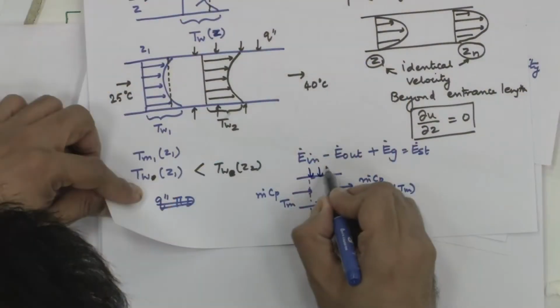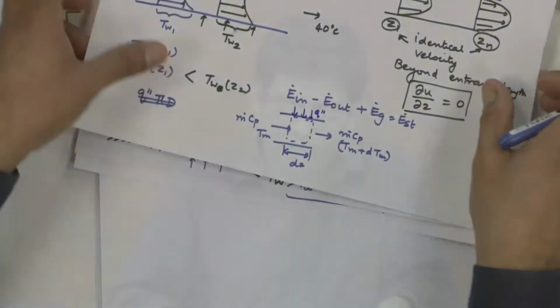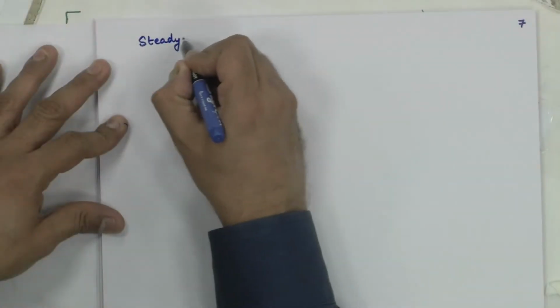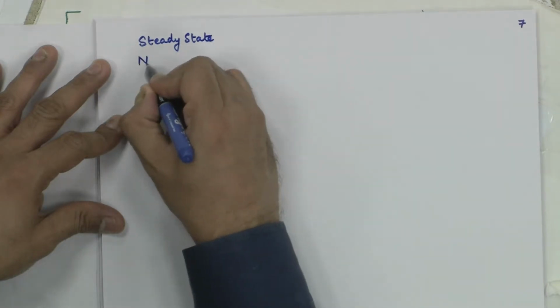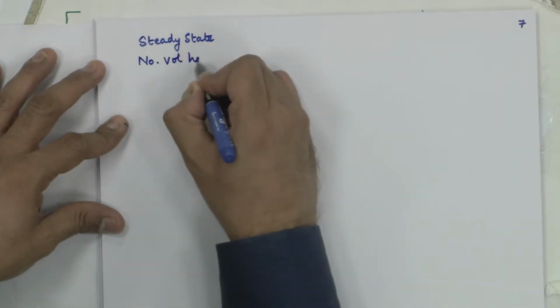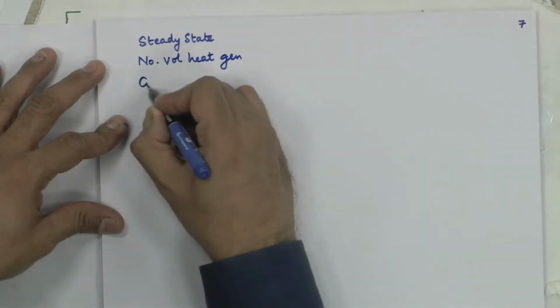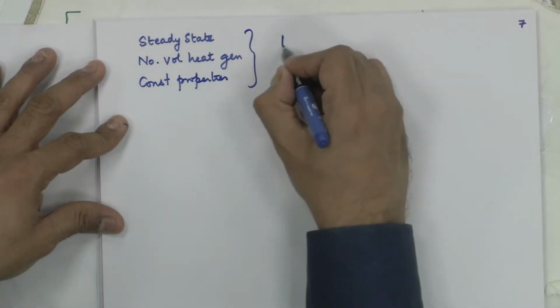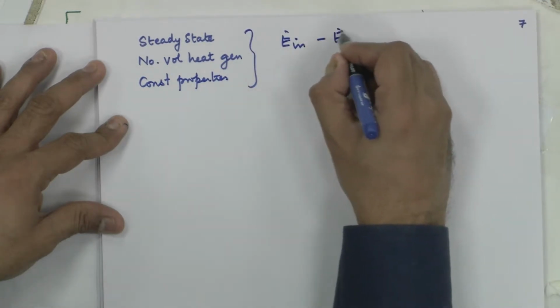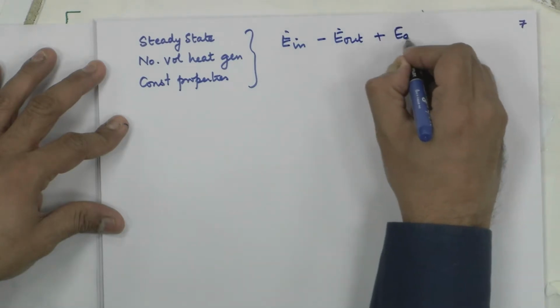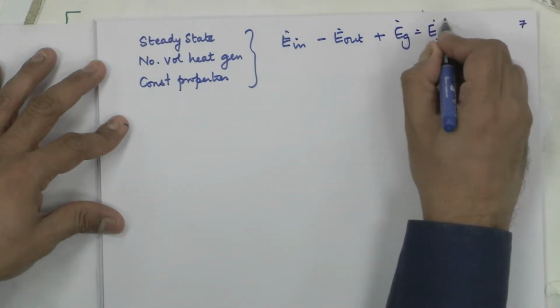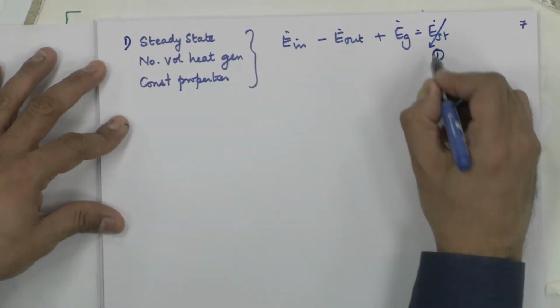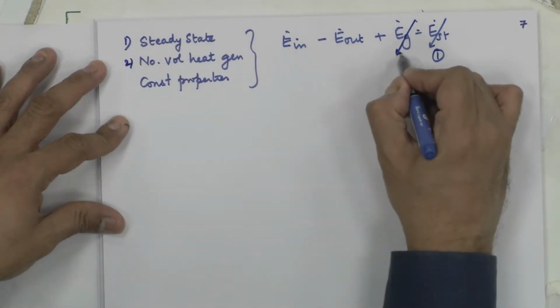And if the heat flux is q double prime, this could be constant or varying, doesn't matter. So we can write: steady state, no heat generation, constant properties. All these assumptions would give me E dot in minus E dot out plus E dot generated equal to E dot stored. This is steady state. So because of assumption 1, and because of 2, this goes to 0.